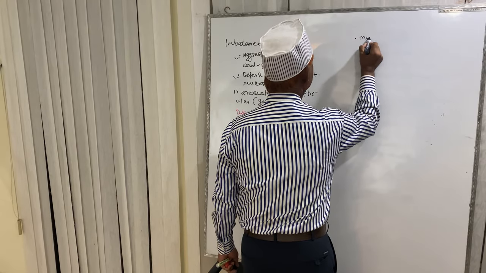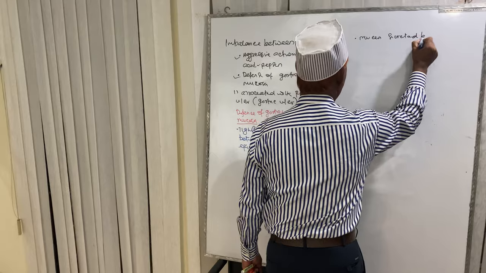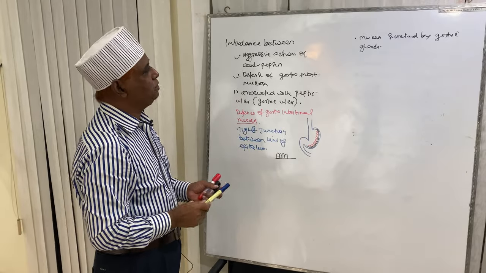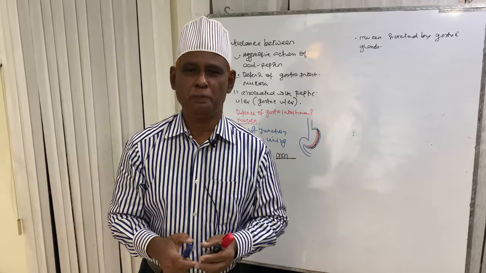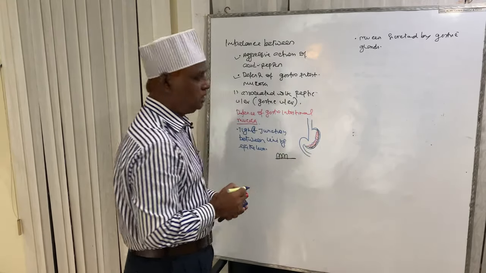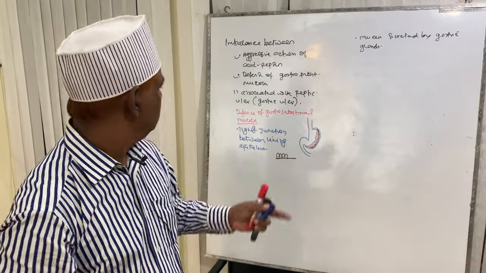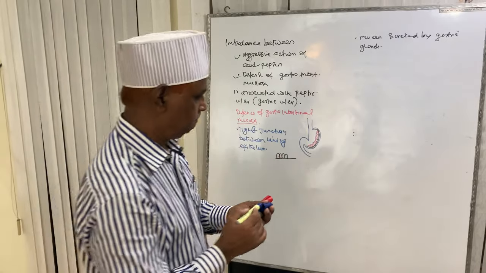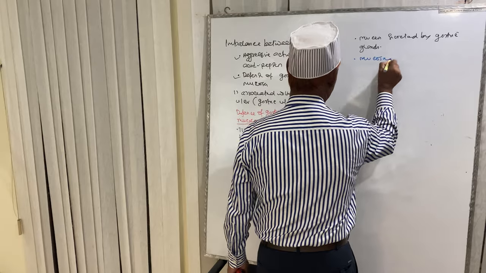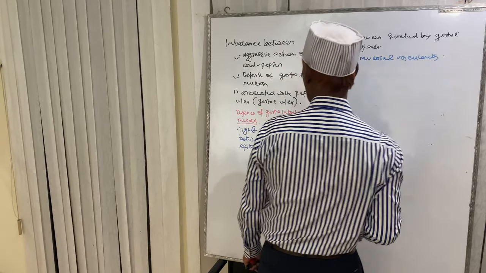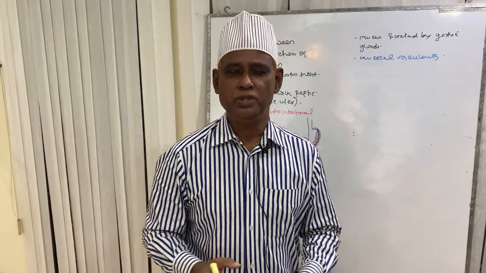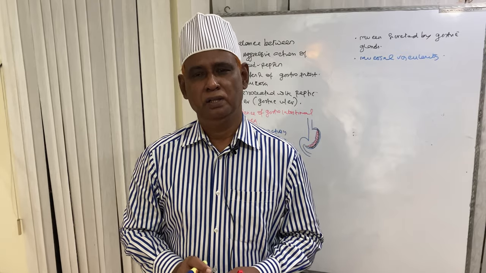Number two, mucin secreted by gastric glands. This mucin provides a soothing effect on the surface of the lining epithelium. This mucin is associated with defense of gastrointestinal mucosa. Another one is mucosal vascularity. So, tight junction between lining epithelium, mucin secreted by gastric glands, and mucosal vascularity are associated with the defense of gastrointestinal mucosa.